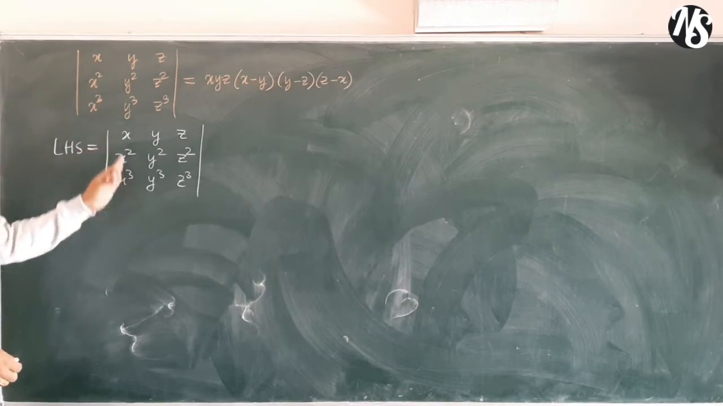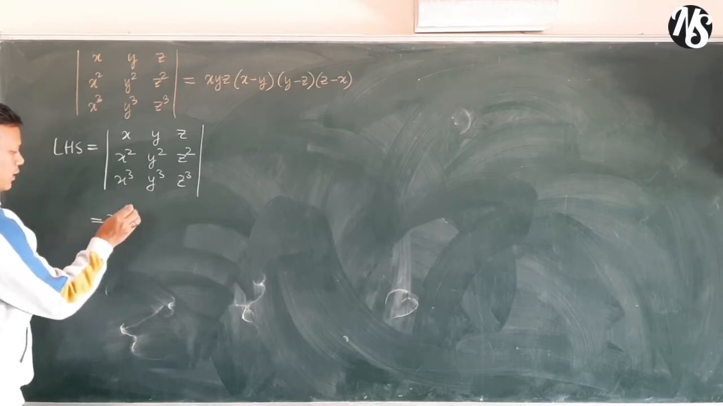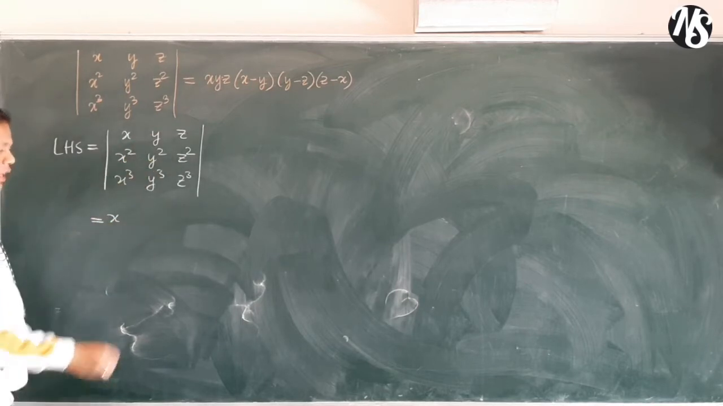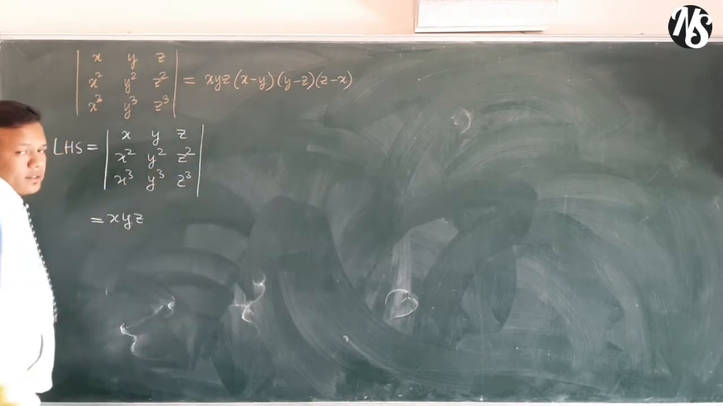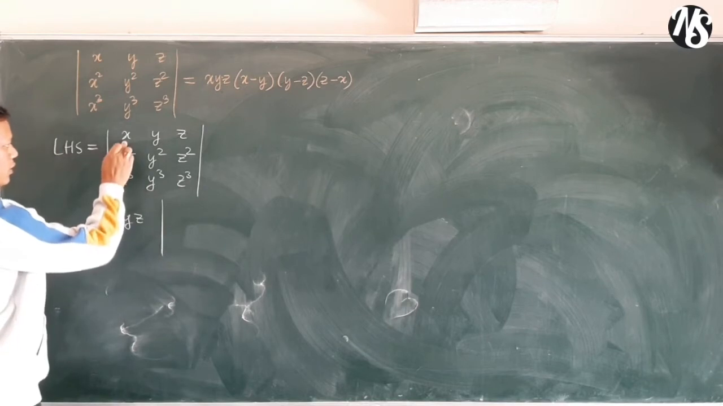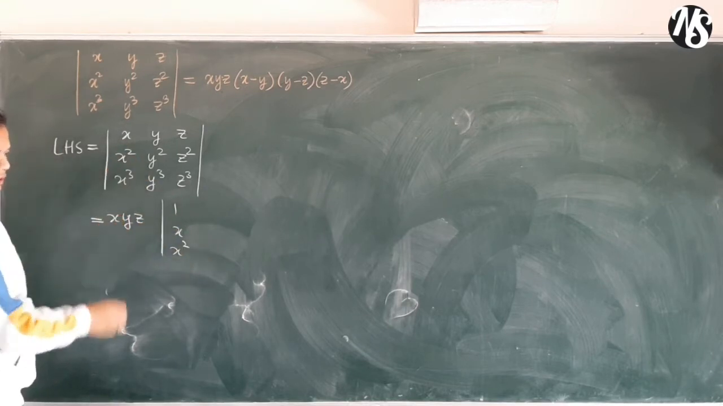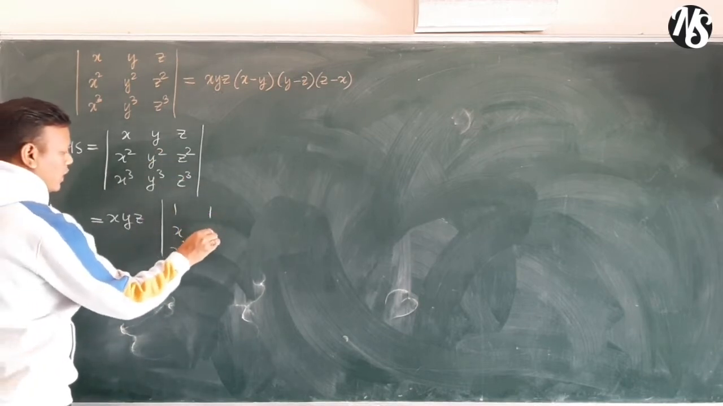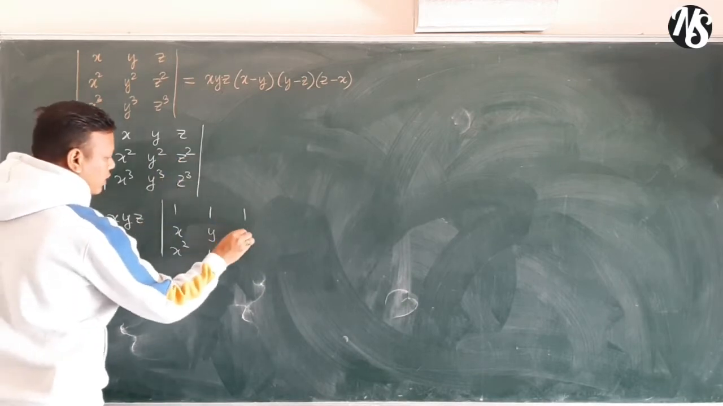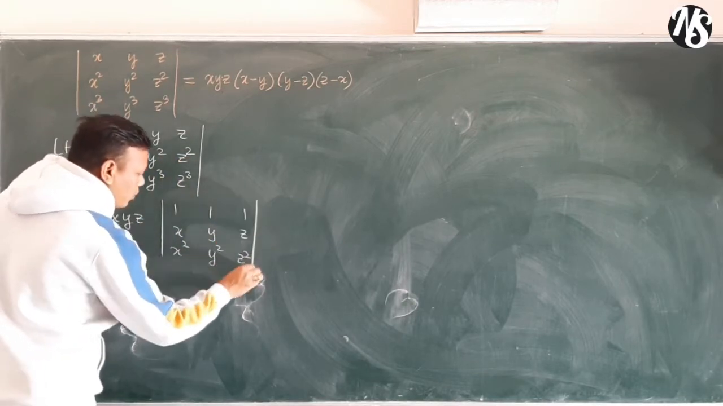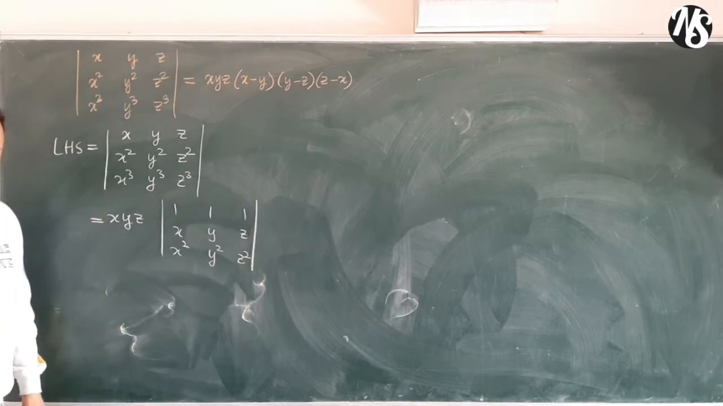Yes, from this column x is common, so take out x common. From the second one you have y common, and from the last one you have z common. So one of the factors is obtained now. From here we get 1, x, x square when x goes outside. Similarly you get 1, y, y square, and similarly 1, z, z square. Now this problem reduces to the earlier problem that we have done just now.